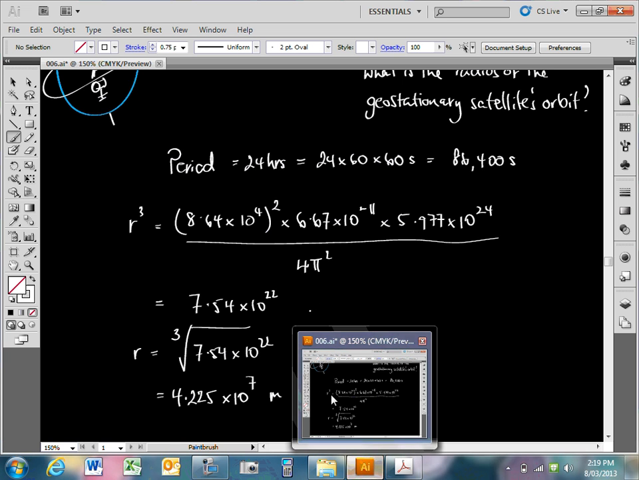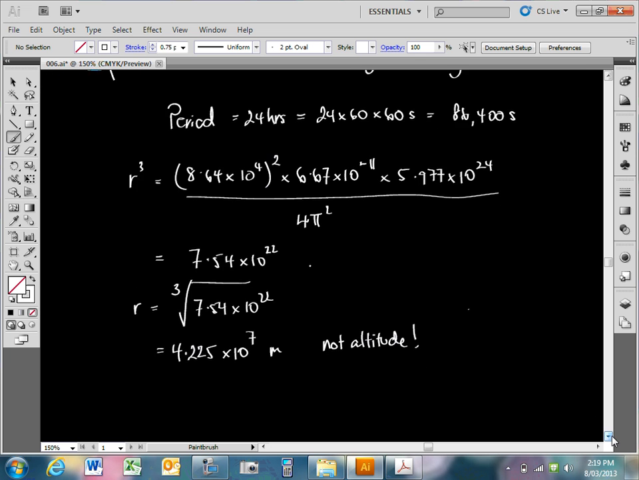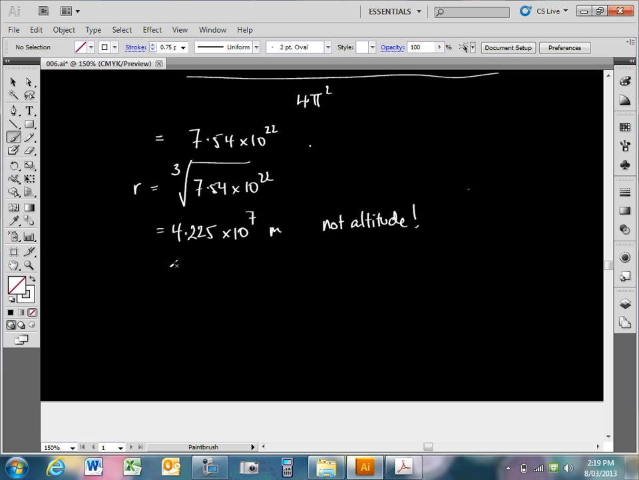That's not the altitude. Yes. Altitude. It's the distance from the center of the Earth, of course, and so we have to do another calculation. Altitude equals r minus the radius of the Earth, r sub e, equals 4.225 by 10 to the 7 meters minus 6.37.